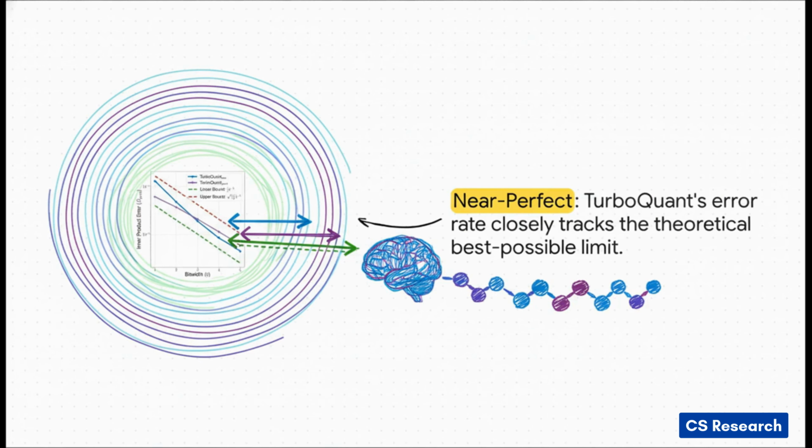Now this graph is everything. The blue and purple lines, that's TurboQuant's error rate. But that dashed green line, that's not another algorithm. That's the mathematical limit. It's called the Shannon lower bound, and it represents the absolute best any compression algorithm could ever possibly do, even in theory. And just look how tightly TurboQuant is hugging that line. It's not just great, it's pushing the very boundaries of what's mathematically possible.